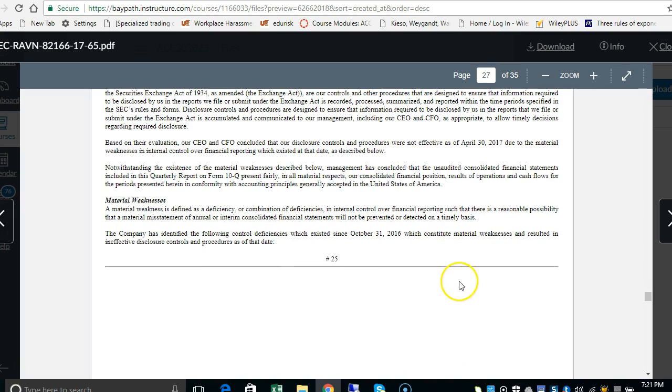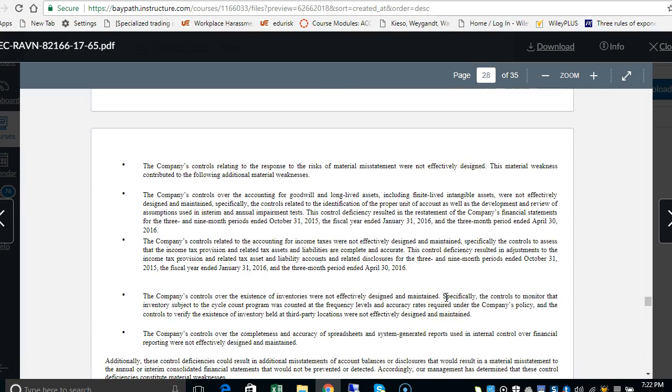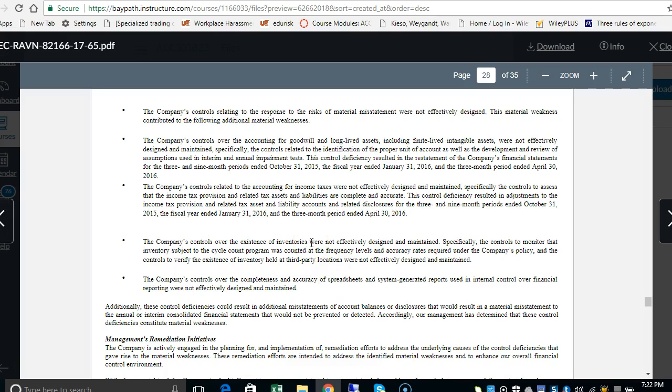Based on their evaluations, they concluded our disclosure controls and procedures were not effective as of April 30th due to material weakness in internal control over financial reporting. Notwithstanding the existence of the material weakness described below, management has concluded that the unaudited consolidated financial statements included in this quarterly report present fairly in all material respects our consolidated financial position. Then they talk about these material weaknesses. The company has identified the following control deficiencies, which constitute material weaknesses. Basically, it's in their goodwill, long-lived assets, and finite lived intangible assets, which were not effectively designed and maintained. Very important. The company's controls related to accounting for inventories were not effectively designed and maintained.